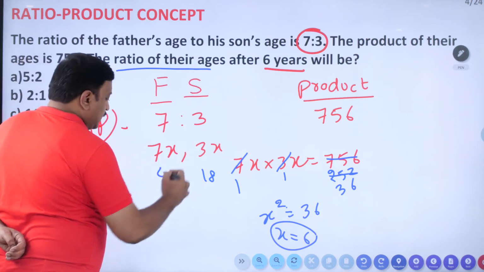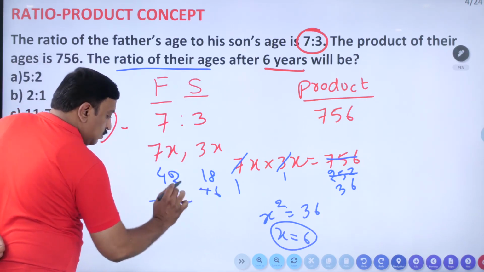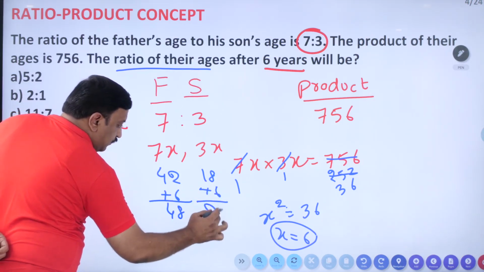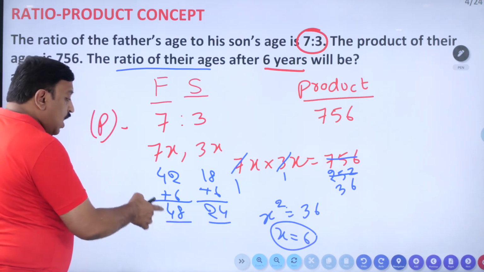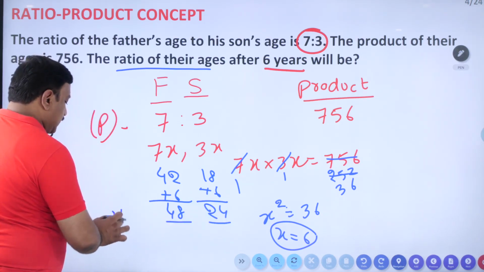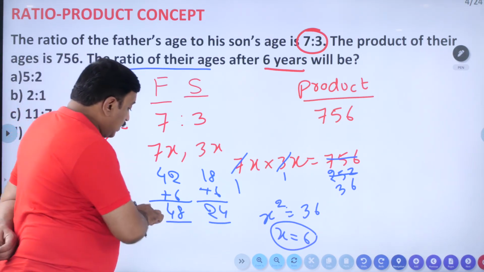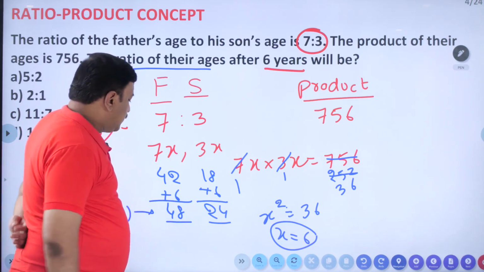Now find the ages after 6 years, so add 6 to both of them. This becomes 48 and this becomes 24. So your answer is their ages after 6 years. Make it a habit of writing like this: 48 is to 24. So what should be the ratio? 48 is to 24.